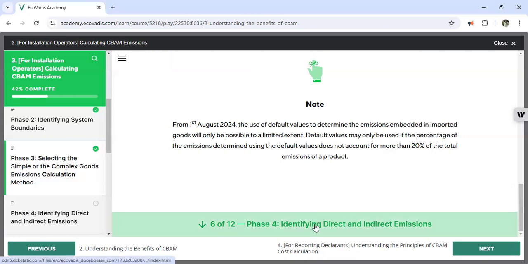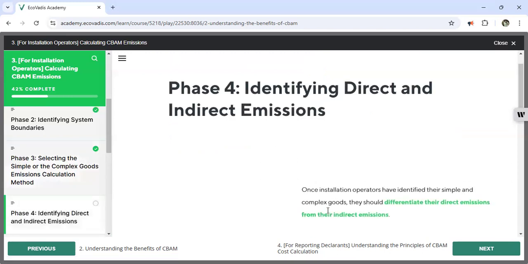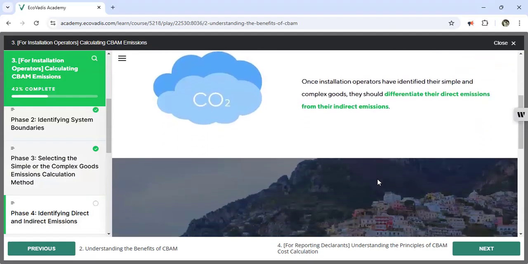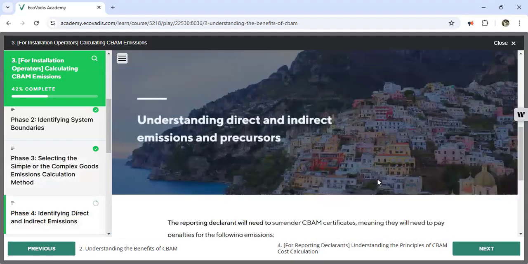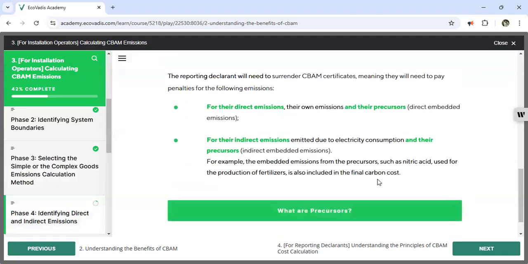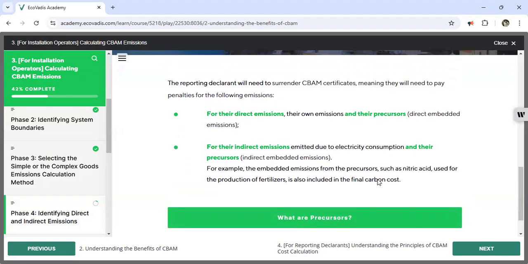Phase 4. Identifying direct and indirect emissions. Once installation operators have identified their simple and complex goods, they should differentiate their direct emissions from their indirect emissions. Understanding direct and indirect emissions and precursors. The reporting declarant will need to surrender CBAM certificates, meaning they will need to pay penalties for the following emissions.